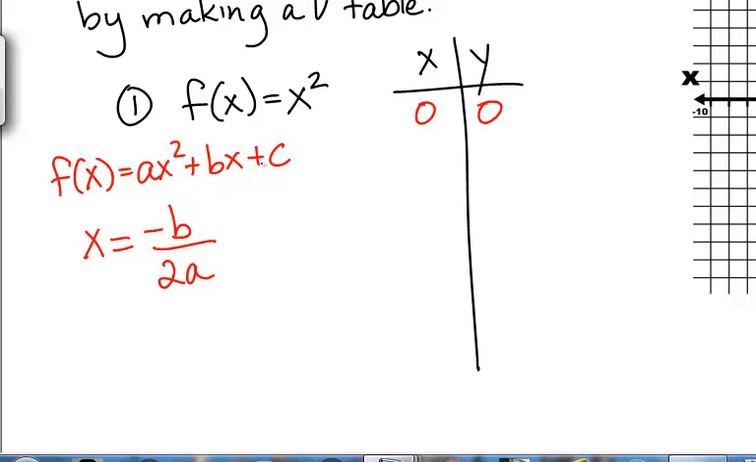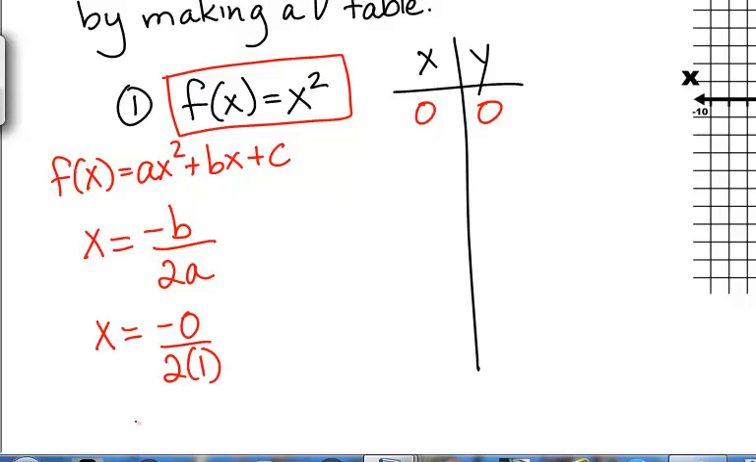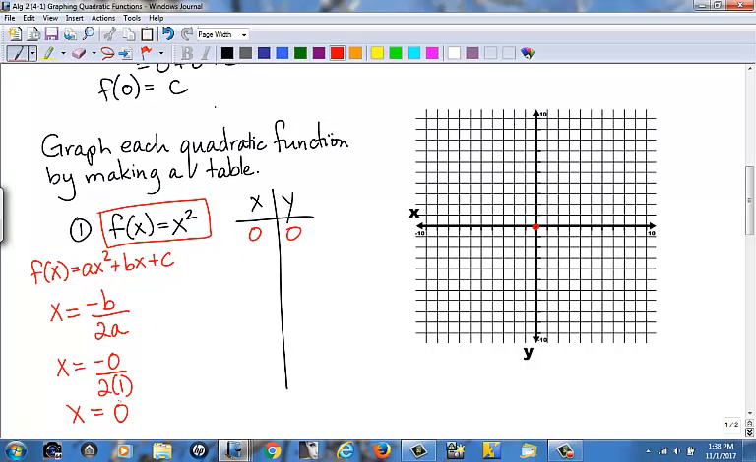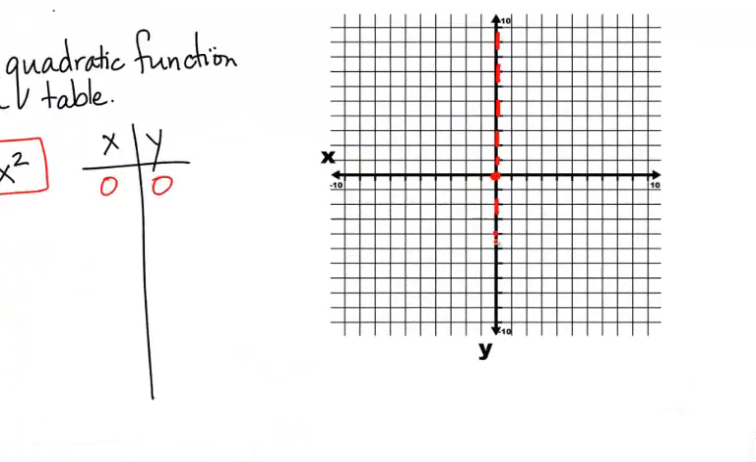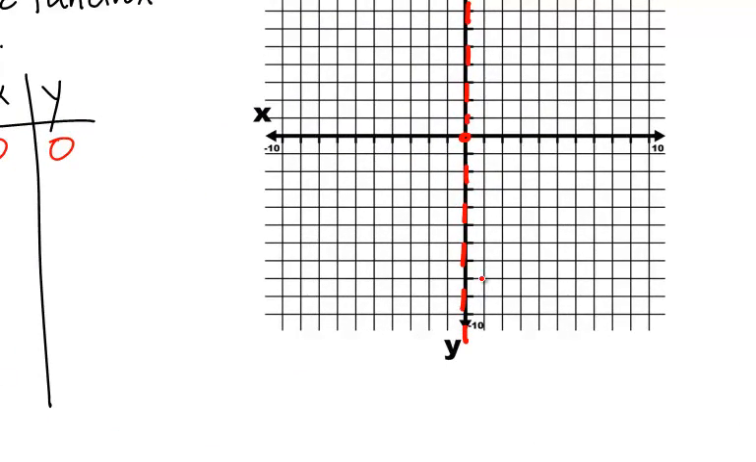So what is b in that equation? 0. So b is 0. So the opposite of 0 is just 0, over 2 times 1. So x equals 0. So your axis of symmetry is 0, because there's no linear term. Okay, so what you want to do on these is dash the axis of symmetry. So x equals 0 is a vertical line right along the y-axis. So dash that line.